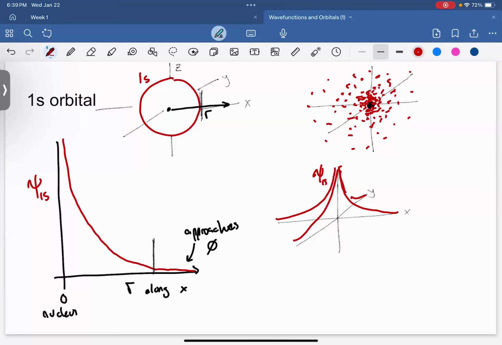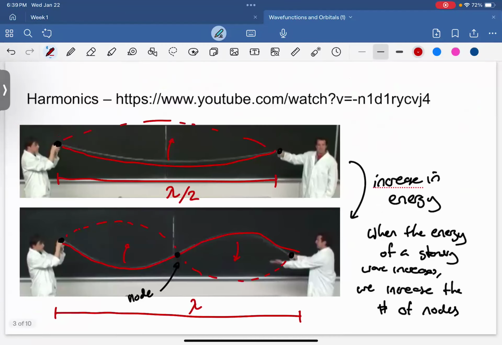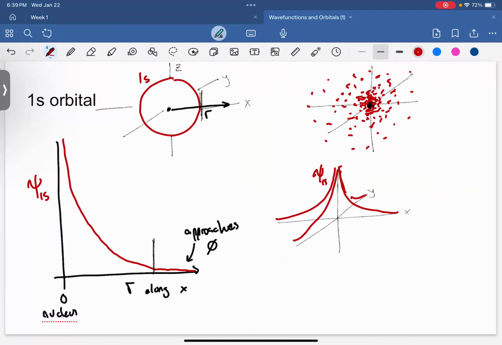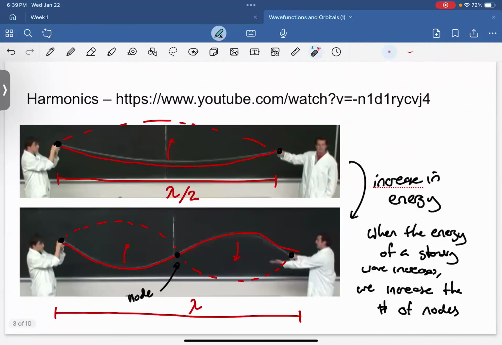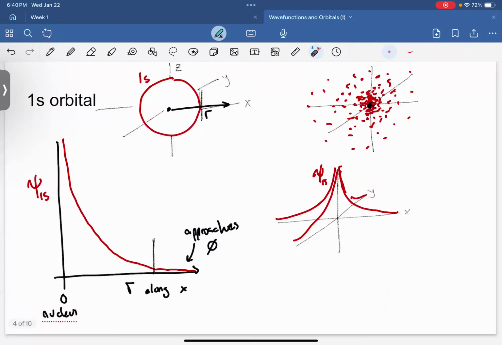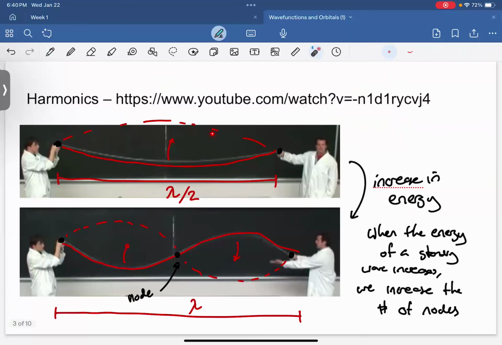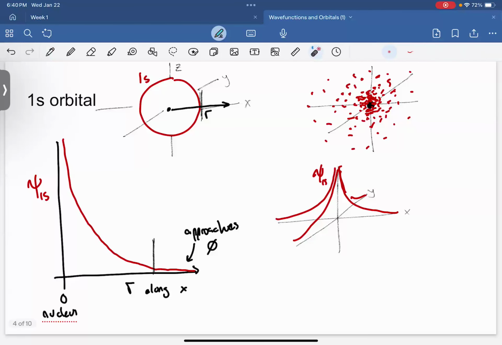Now, there's a couple differences between the ways that nodes are added for a string and the way that they're added for an orbital. First off, for orbitals, we don't have fixed points that the electron is connected to at either end, like we do here, and so we're not so much worried about that as a boundary condition. We also have a three-dimensional thing rather than a one-dimensional thing. So the way we add nodes is going to be a little different. There are essentially two ways to add nodes to an orbital in a way that raises its energy.